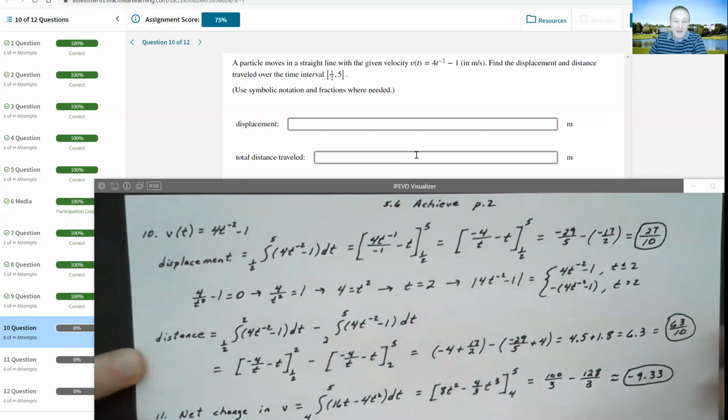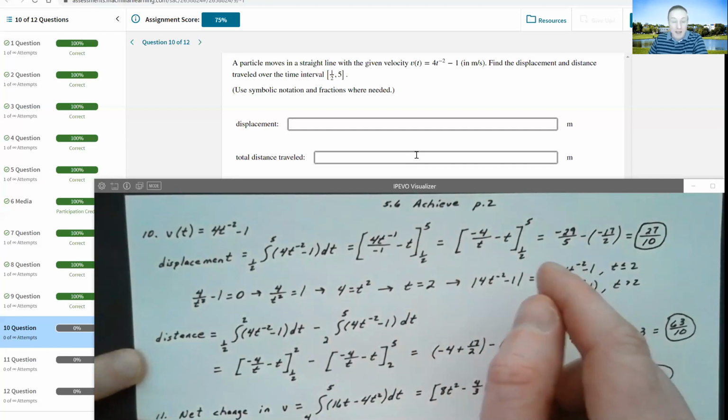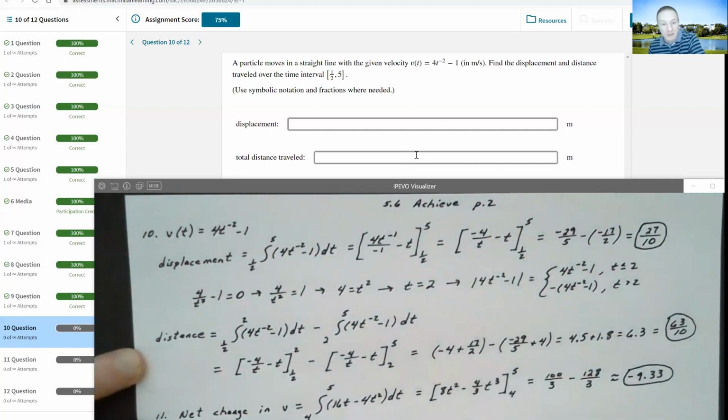Now, the reason I left that as a fraction as opposed to a decimal is the instructions on the page said use fractions when needed. So I left it as a fraction. That implies to me that they don't want the answer of 2.7 meters in this case. Anytime they want a decimal answer, they'll say round to so many decimal places. So I'm assuming they want the fractional answer here.